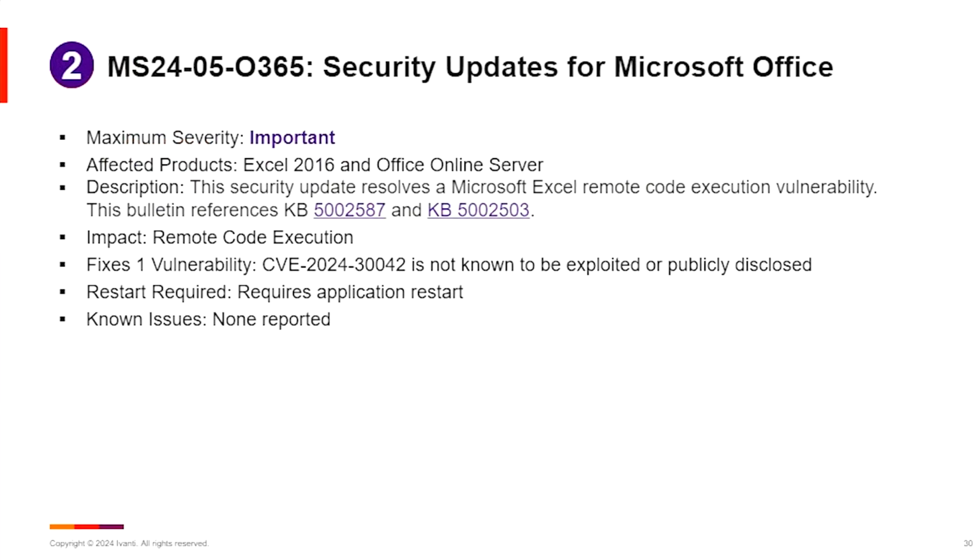Moving on to Microsoft Office. It's been hit or miss the last couple of months as far as updates go for the standalone versions of Office. This month we did see an Excel 2016 and an update for Office Online Server. Only rated important, and they're just addressing one known vulnerability, which is not known to be exploited or publicly disclosed. No known issues around this update. So if you are running those, it's rated important this month.